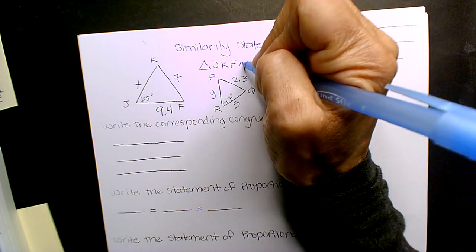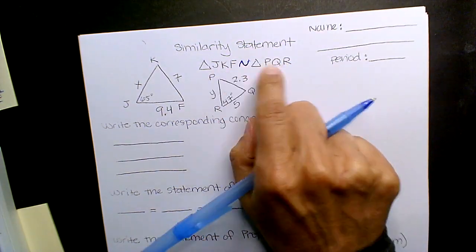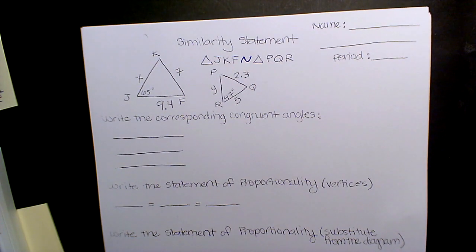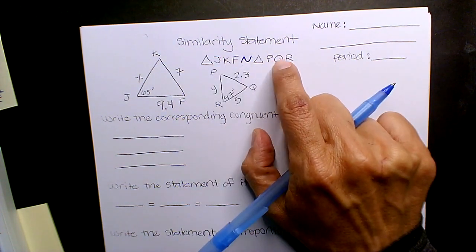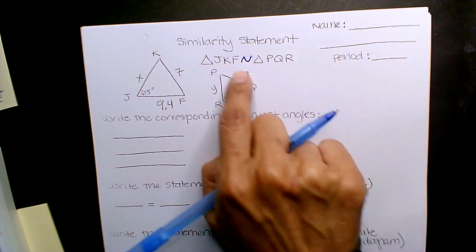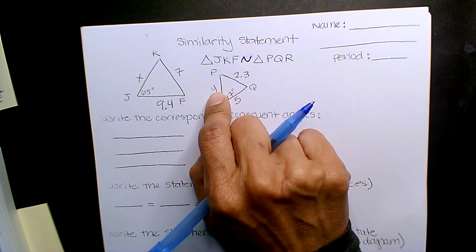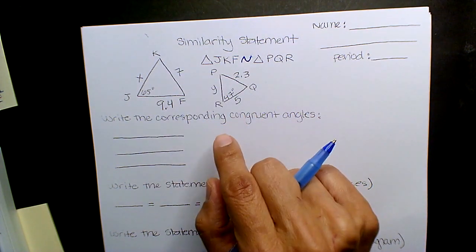This little wave means that one is bigger, one is smaller. It's similar. It's not congruency, a twin or a clone. It's a similarity, meaning one is larger than the other, so a scale factor exists. This is like first, middle, last name, first, middle, last name. The letters in the similarity statement tell you everything you need to know. They tell you how they correlate, how they correspond.